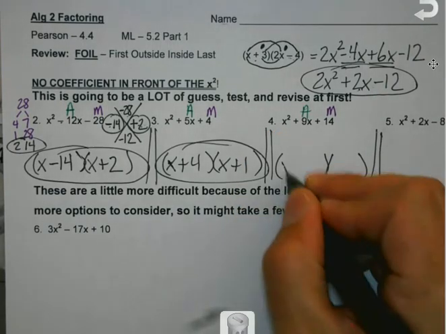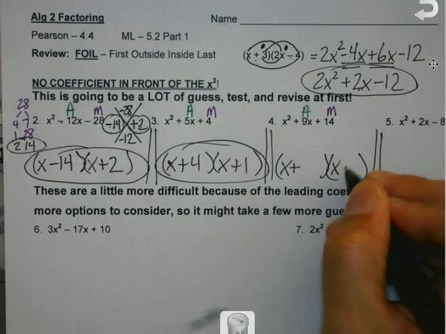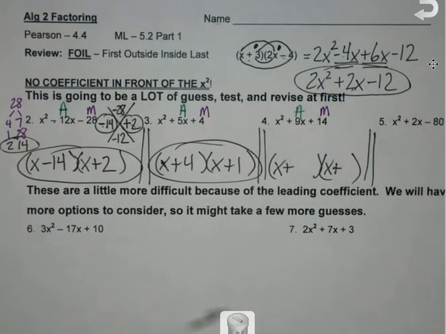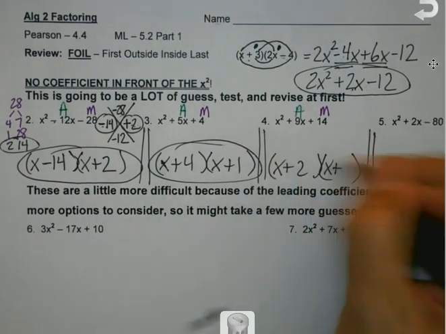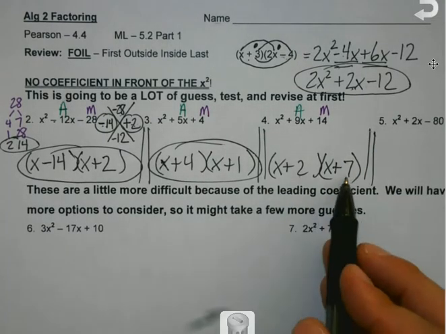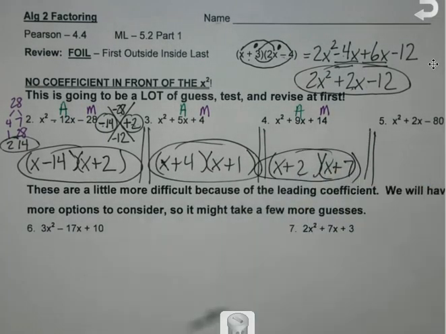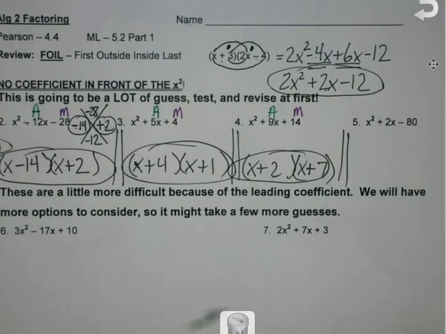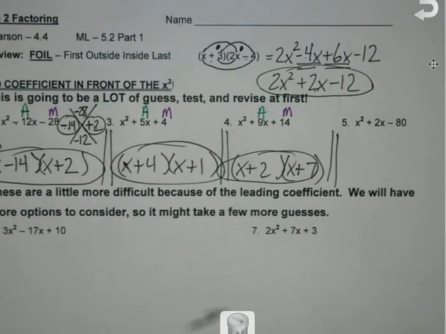Two numbers. Multiply to positive 14, add to positive 9. 2 and 7. And again, the order of them doesn't matter. If you put x plus 7, then x plus 2, that's okay. That would work. Now, are they all going to be nice and small and convenient? No. That's just not how this works.